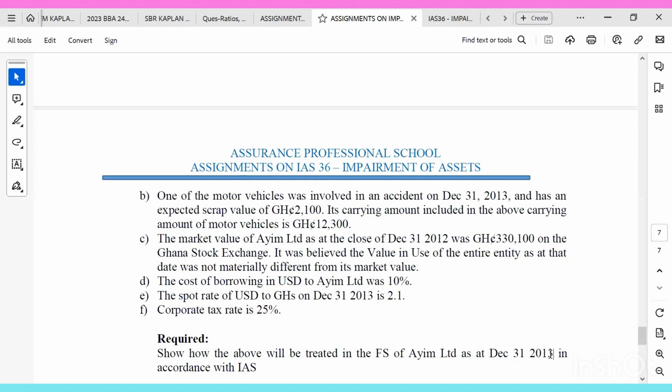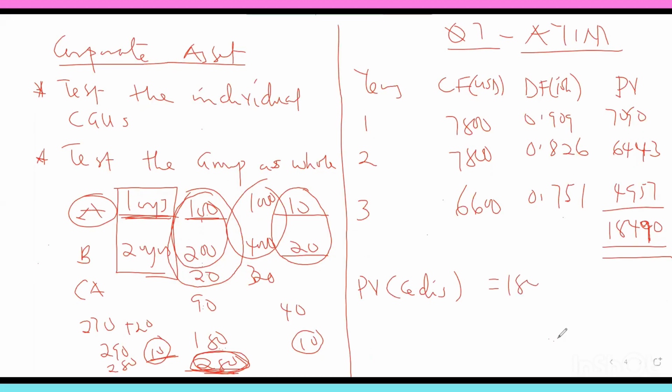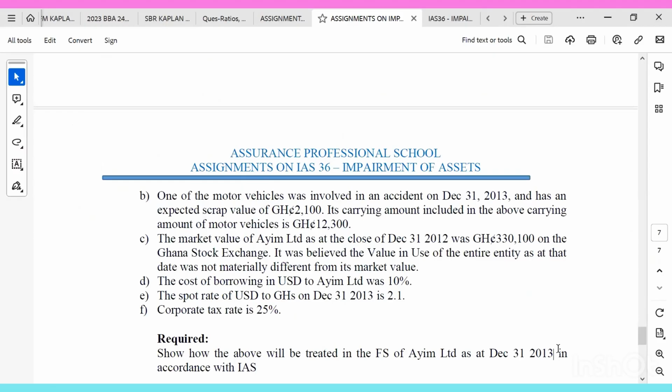Yes. Okay. So if that is the case, it means that if we want to get the cedi equivalent, we multiply 2.1 by the dollar here. So we have 18,490 multiplied by 2.1. What are we getting? 38,829. Okay. What was the carrying value for this particular asset? 28,000. Okay, and the recoverable amount is 38,829. So you can see that that particular asset has not impaired, isn't it? Yes. So we take it out.